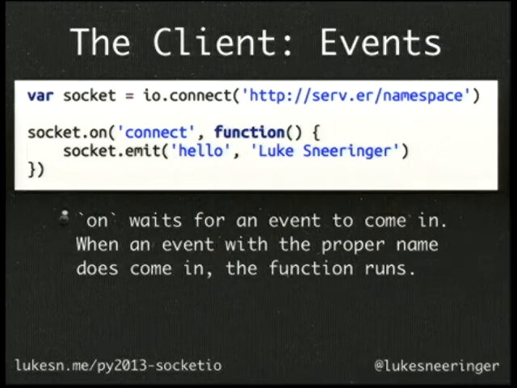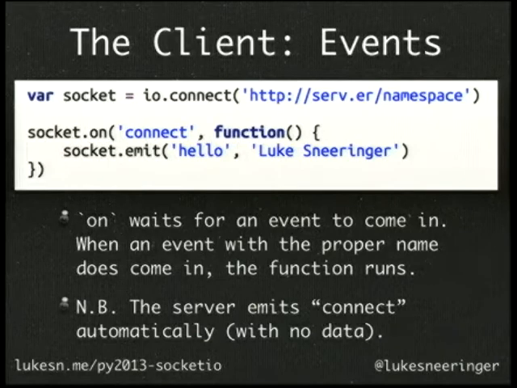On waits for the event to come in. When the event does come in, the function runs. If an event comes in and there's no registrants, no functions registered to run on the on event, then nothing happens. If something comes and it has 2 registrants, they both run. Order is not guaranteed. As a quick note, the server actually will emit connect automatically with no data when you successfully connect. You'll automatically get that connect event, which is great for testing. And lots of production reasons, too.